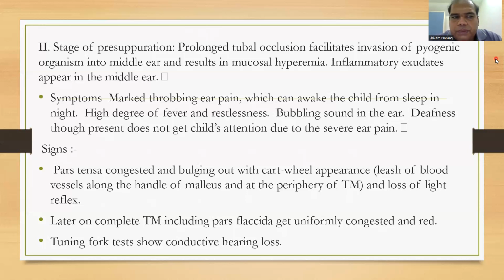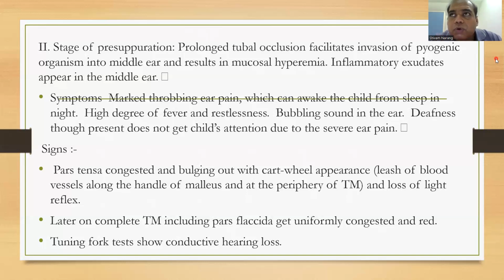Now later on, on examination, the signs are that the tympanic membrane is congested and is bulging. You can have a cartwheel appearance, that is, there is vasodilation on the tympanic membrane. The vessels appear like a cartwheel, a leash of blood vessels along the handle of malleus at the periphery of the tympanic membrane. So, the tympanic membrane will appear like a cartwheel and the spokes are made up of the blood vessels which are reddish in color.